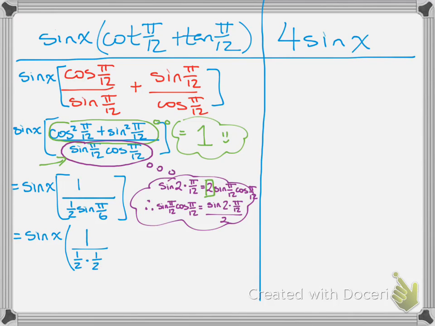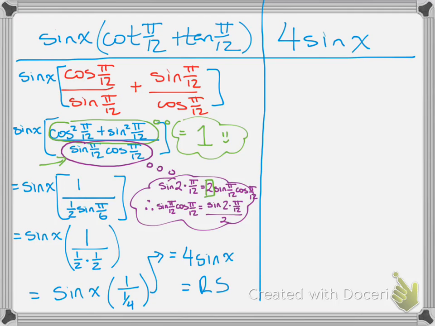And I know sin pi/6 is a half, and so I have sin x times 1 over a quarter, and I know that 1 over a quarter is 4. So there's my 4 sin x, and that equals the right side, and that makes me really happy. So, moral of the story, take it a step at a time. It's not going to solve itself right away, but this is how we use all of our identities.